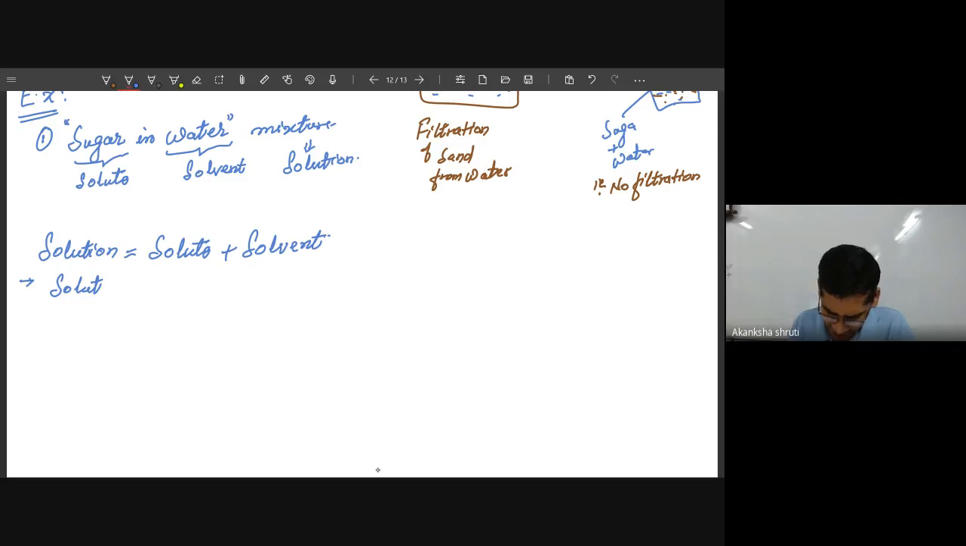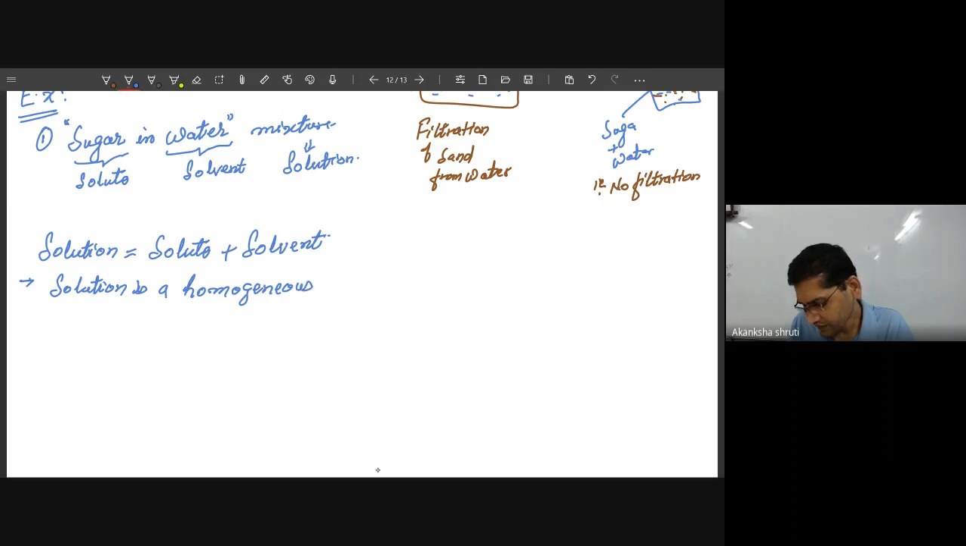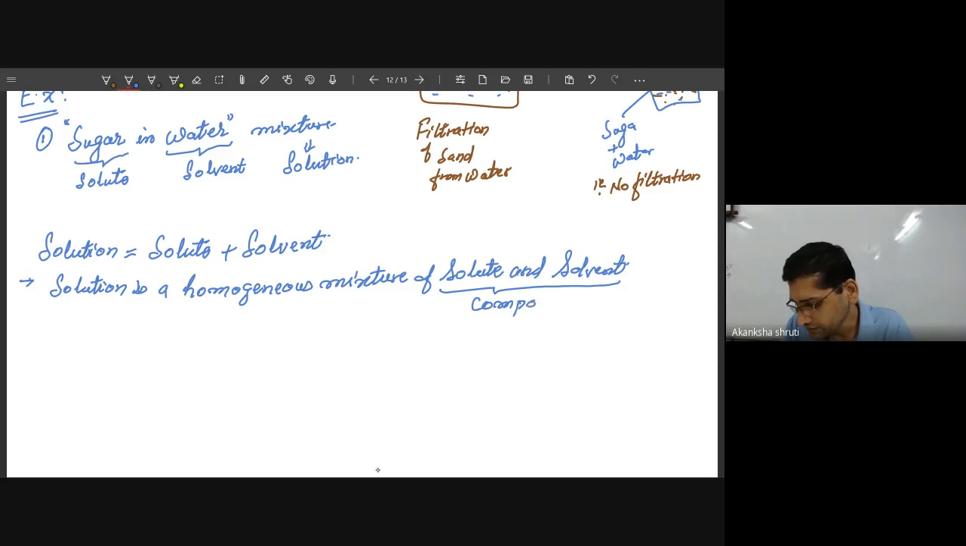So a solution is a homogeneous mixture of solute and solvent. Good. These solute and solvent are the components, or parts, of the solution.